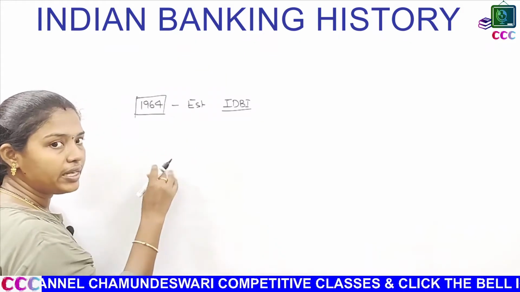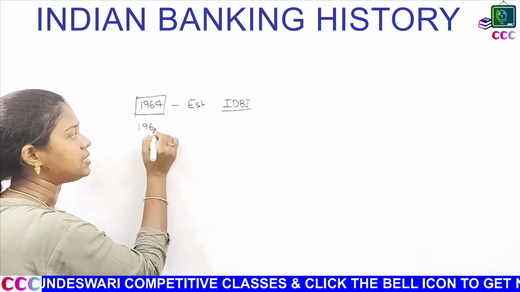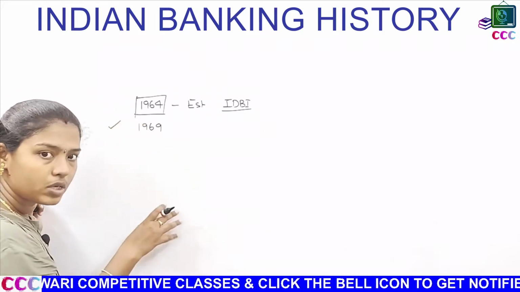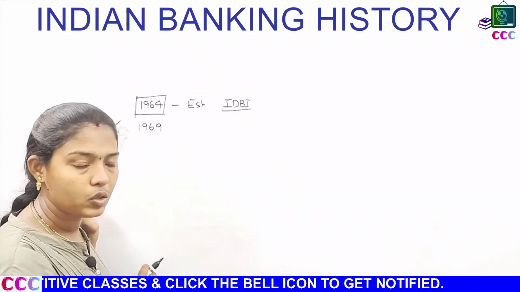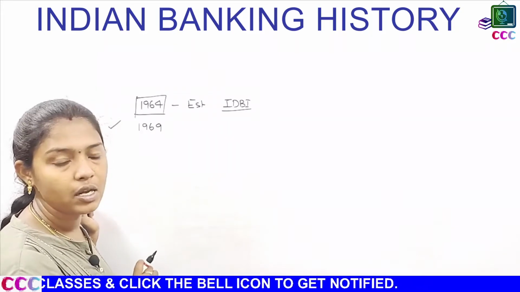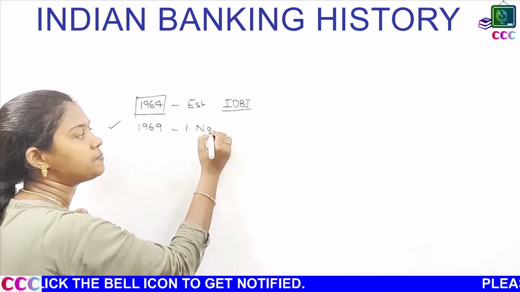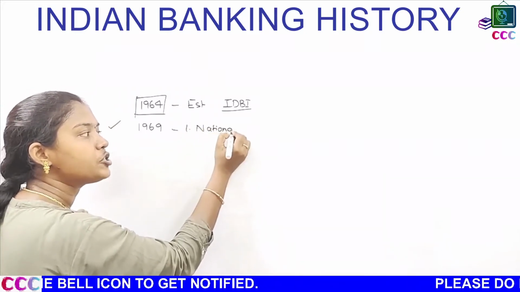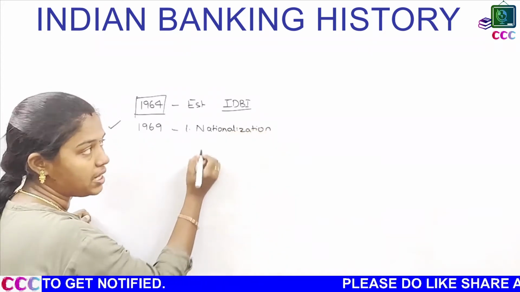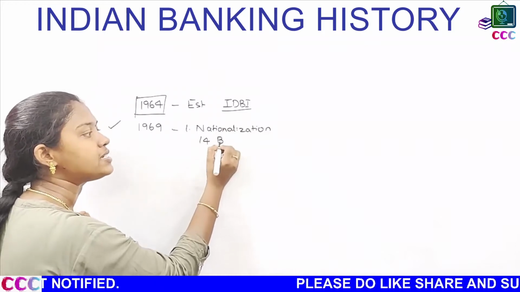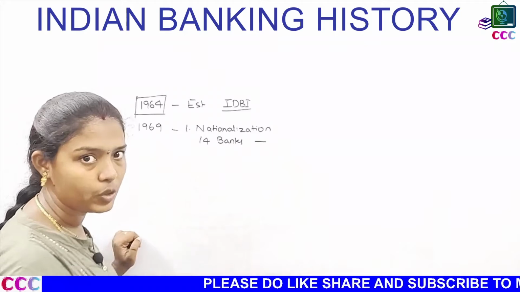After the year 1964, another important year is 1969. It is considered the most important year in banking history. Two important things took place in this year. What were those? First one is nationalization. Nationalization of what? Nationalization of banks. How many banks got nationalized? 14 banks got nationalized.